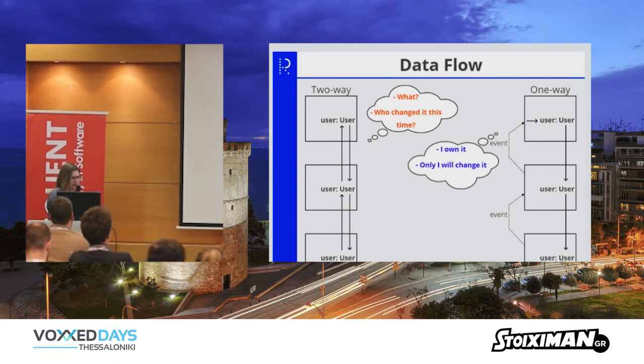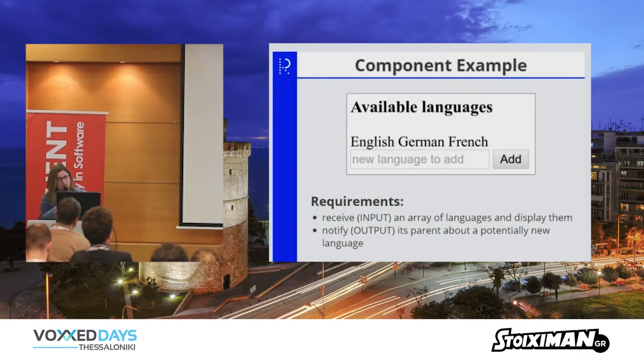Isn't that a little bit confusing? I mean, who changes what and when? This kind of data flow is really hard to understand, and of course it's really hard to control. So components and one-way data flow is the way to go, since only the component that owns the data should modify it. But enough with theory. Now Alex is going to show you an example of a component in AngularJS.